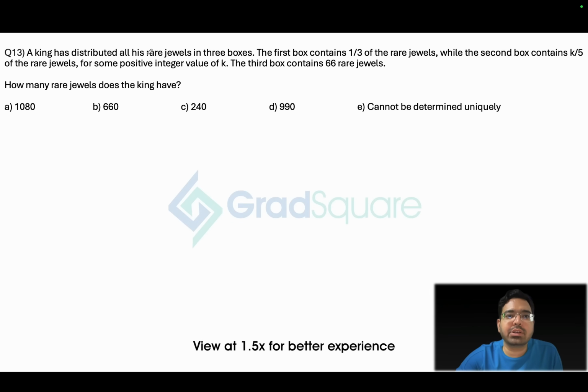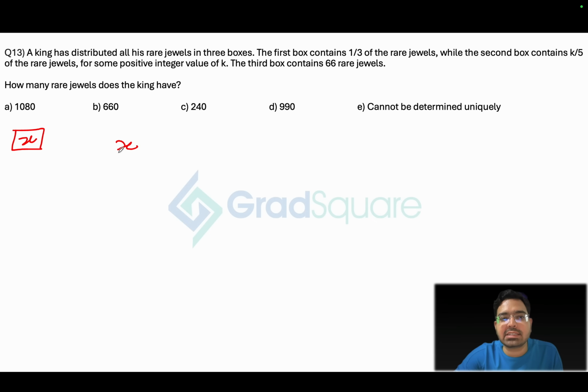The king has distributed all his rare jewels in 3 boxes. The first box contains 1/3 the number of rare jewels that he had. So let's say if you have x number of rare jewels, the first box contains x by 3 number of jewels, while the second box contains k by 5 of the rare jewels. So the next box is k by 5 times of x. So this will be the next jewel.